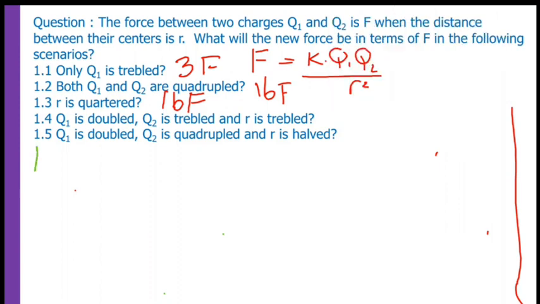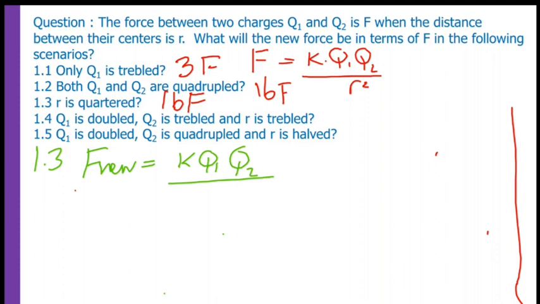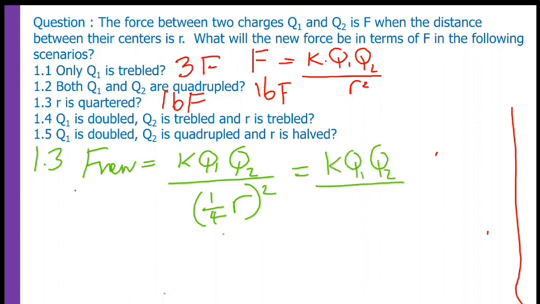So let's do that. So the new force will be, the charges are the same, so it's K Q1 times Q2 all over. The distance is now a quarter of the original, so it's a quarter of R, and all of that is squared. Right? We now have K Q1 Q2 all over R squared over 16.